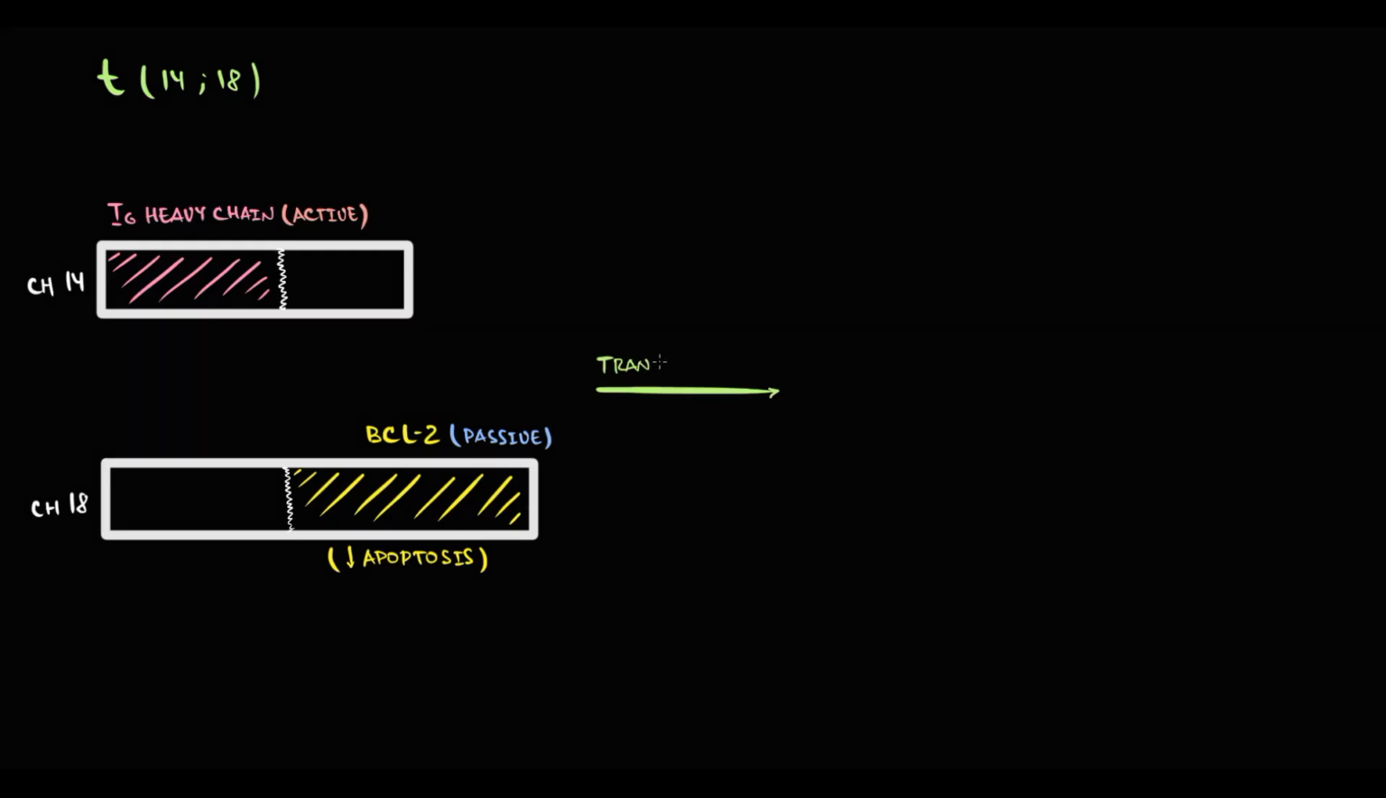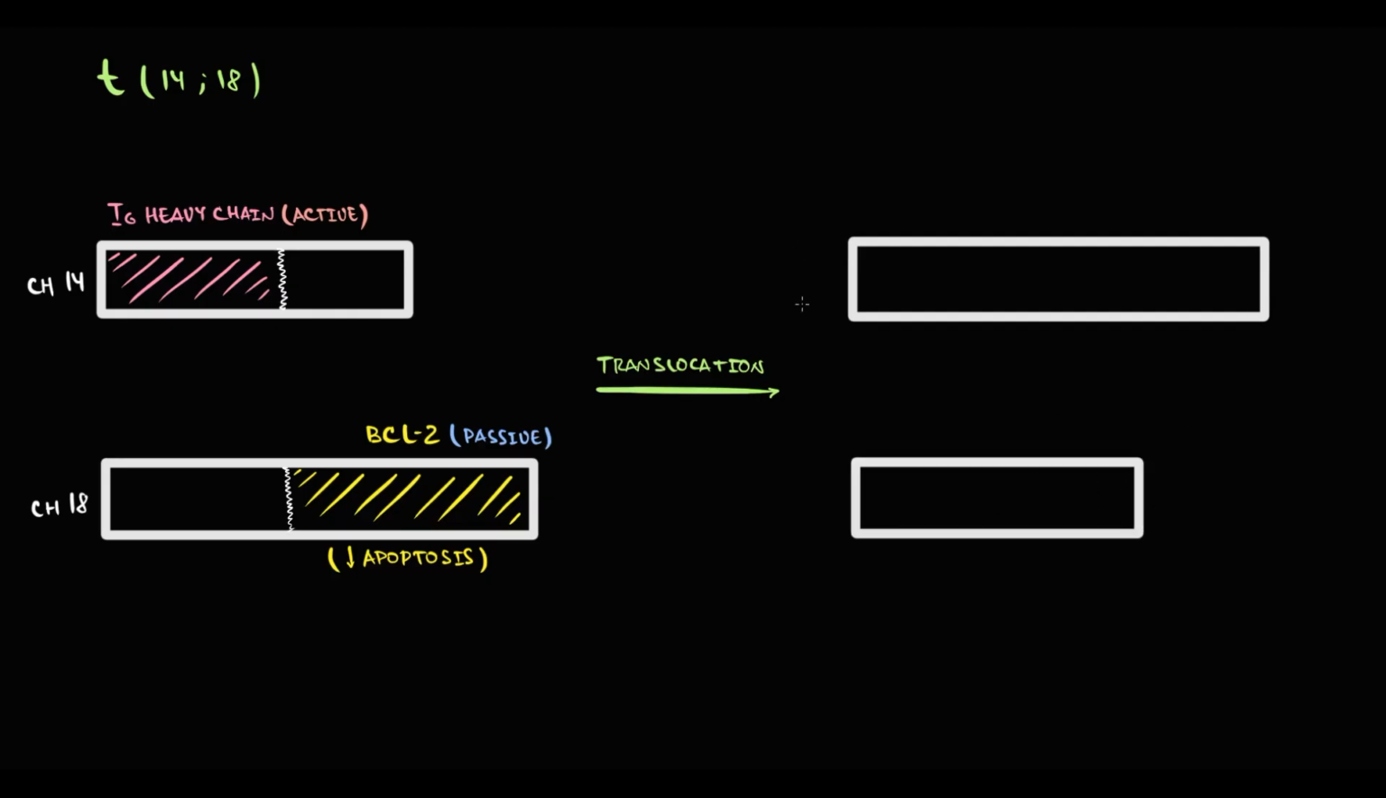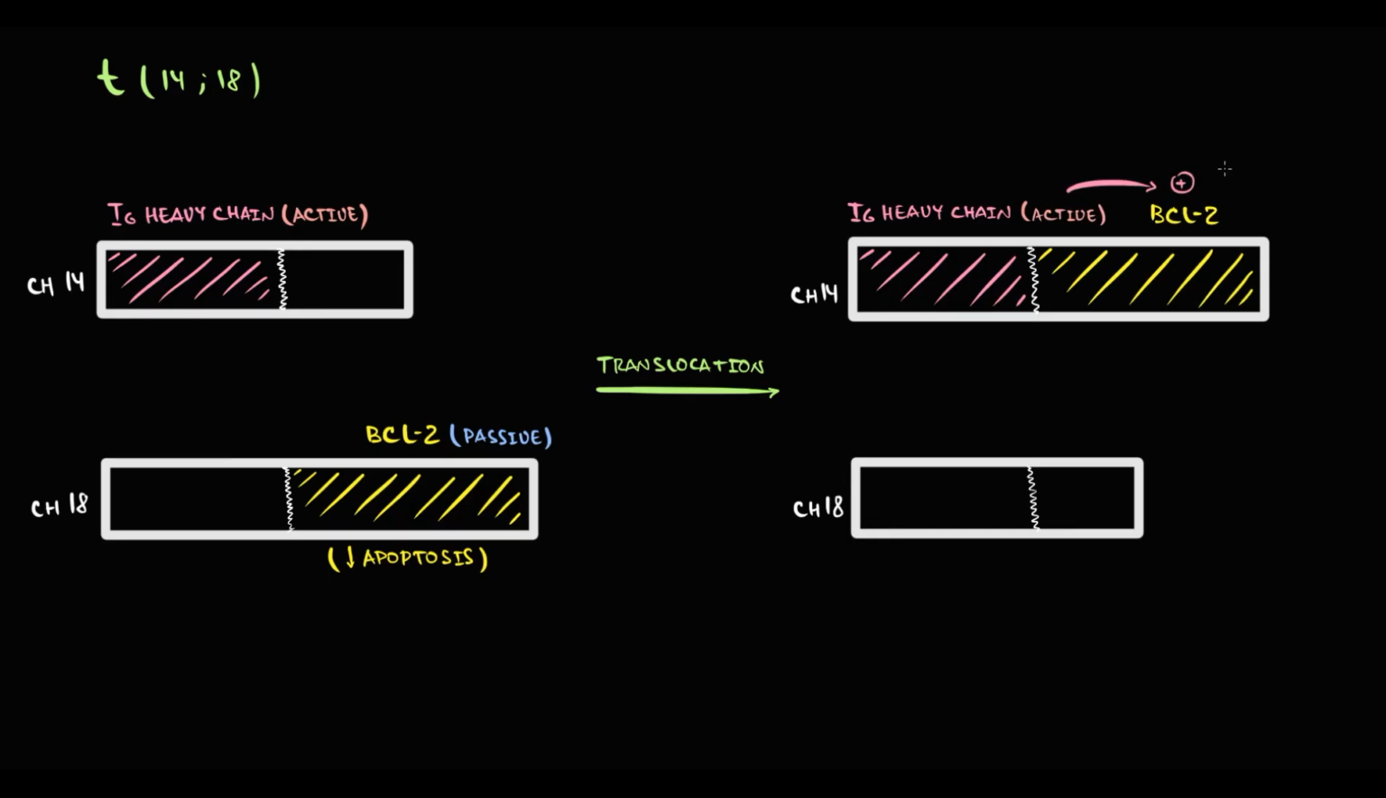Now the translocation happens. A piece of chromosome 18 carrying BCL2 breaks off and moves onto chromosome 14 right next to that hyperactive IgG heavy chain promoter. What happens? The always-on promoter of IgG heavy chain is now driving BCL2 expression continuously, constitutively, without any break. BCL2 goes from passive to active. If BCL2 becomes active, this causes inhibition of apoptosis. So, simply speaking, the cell cannot die.